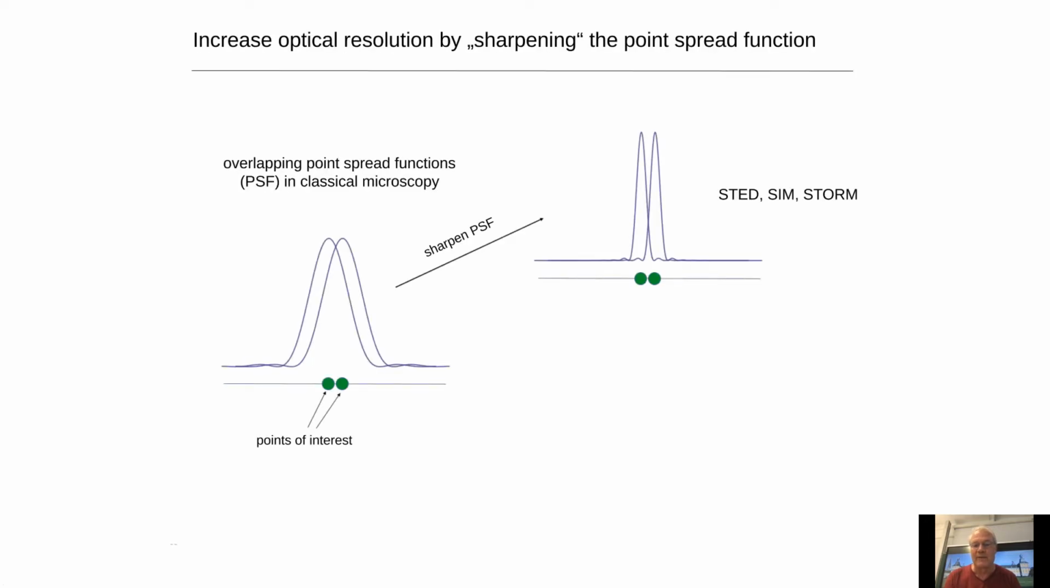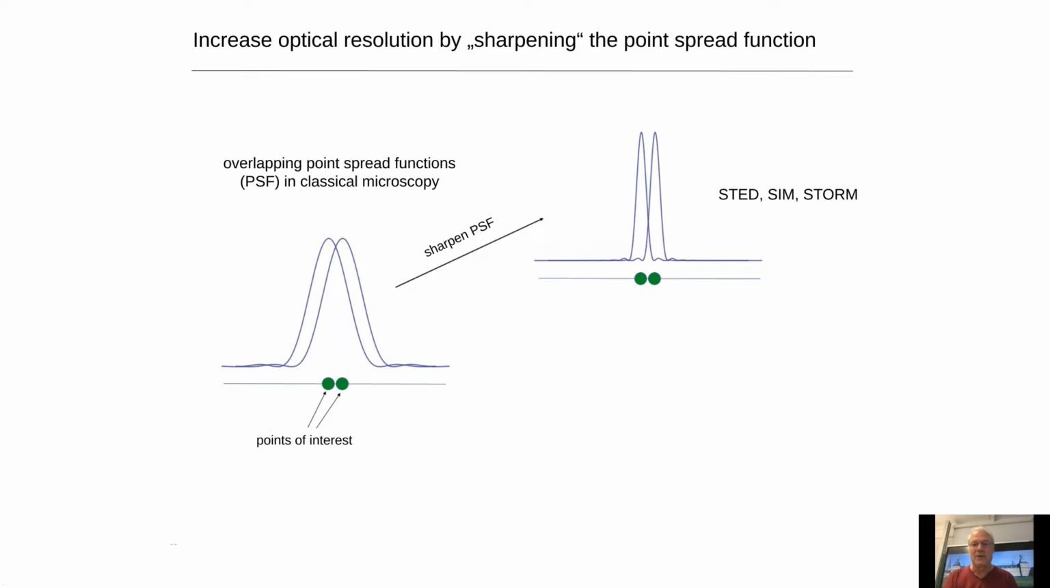One well-known approach to solve that problem is to use a point spread function which is simply sharper than the normal one. This is provided by techniques like stimulated emission depletion, SIM or STORM. So that is one option, but the problem with these types of techniques is that they don't reach deep into the sample. Due to phase problems, these techniques only extend about 100 micrometers at maximum into an extended sample.